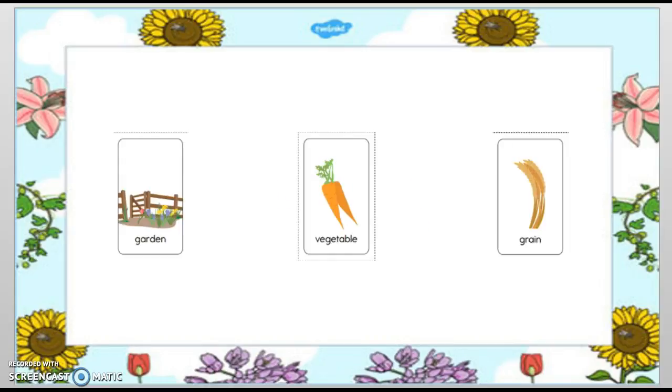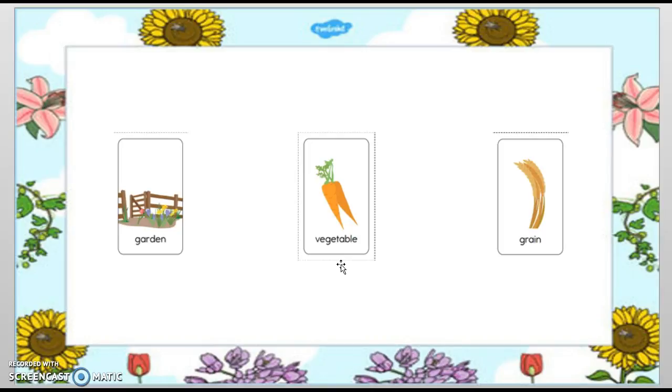Great job! You may have these 3 cards in front of you. This first card is the picture of the garden, and that is a piece of land where flowers, fruits, and vegetables are grown. So you can grow fruits and vegetables in a garden, so that's how that picture relates to food. The next one you may have chosen is a vegetable, and remember, a vegetable is a plant or part of a plant that is used for food.